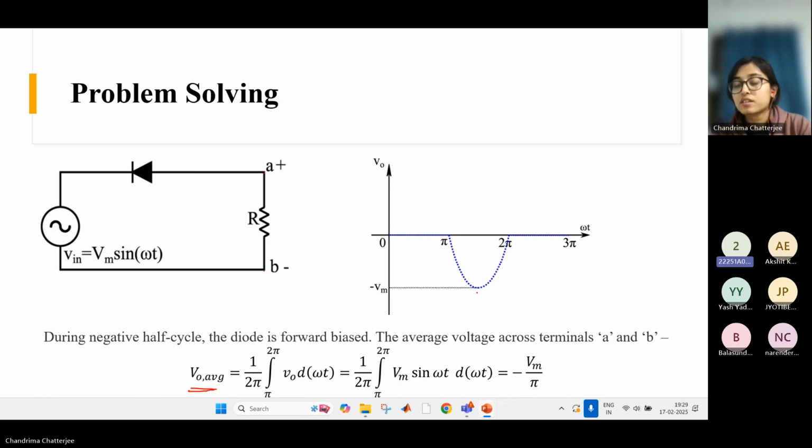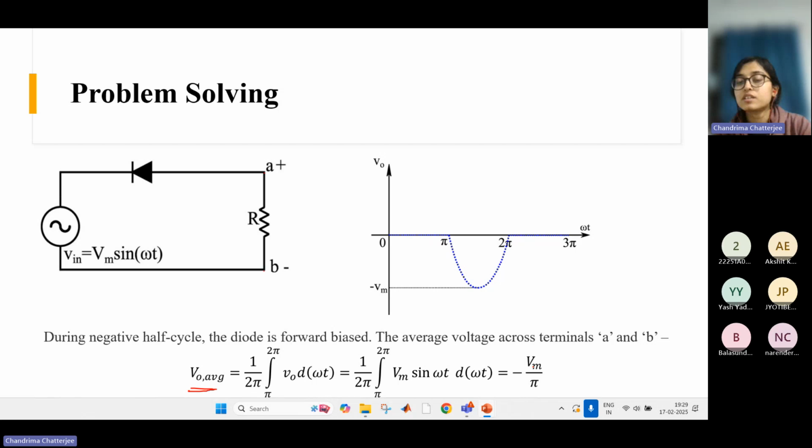Okay, ma'am. So now we need to calculate the average voltage. The average voltage is simply this formula. We have to divide it over the total duration, and because we only have voltage from pi to 2 pi, and from 0 to pi it is 0, I have not mentioned it. From pi to 2 pi we have V0 d omega t. V0 is what? Vm sin omega t, right? From pi to 2 pi. So this comes out to be minus Vm by pi.